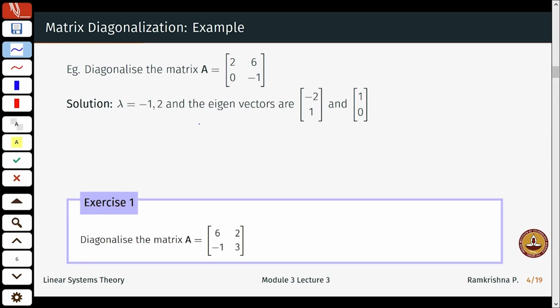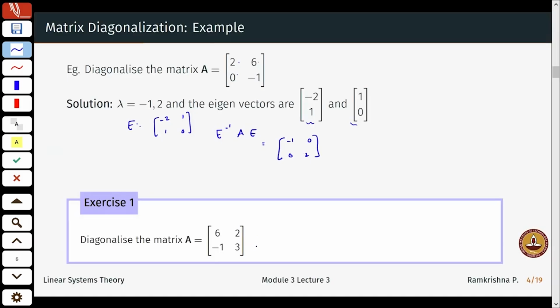So I have a matrix given by 2, 0, 6 and minus 1 with eigenvalues lambda 1 and 2, and then these are the corresponding eigenvectors. This is a simple way to do this. So my matrix E here would be minus 2, 1, 1, 0, and I can compute E inverse A E. I'll just skip the computations. You can quickly verify that this gives me the numbers 0 and 2. So this is a very trivial exercise.